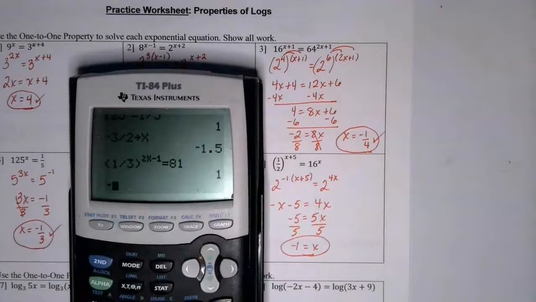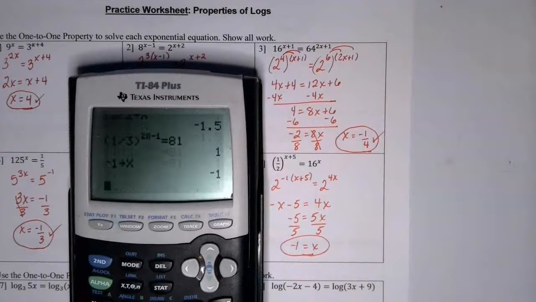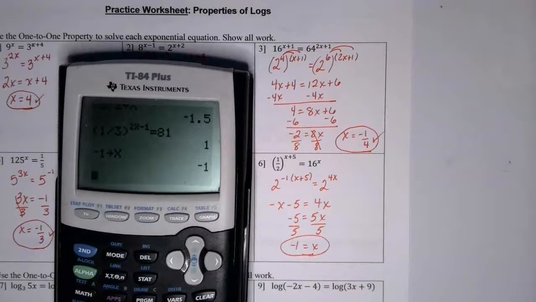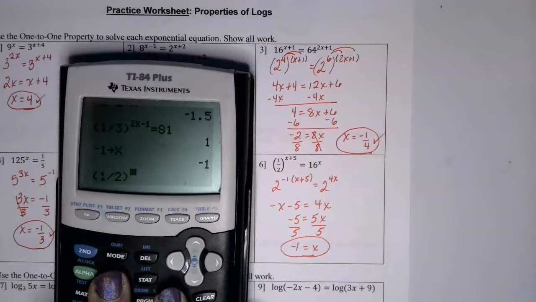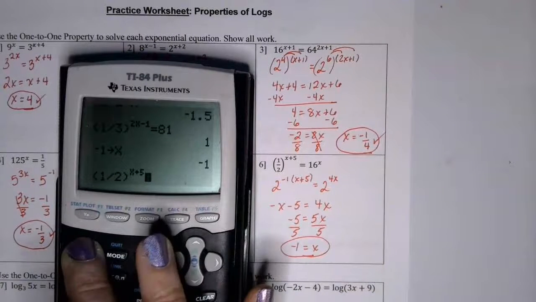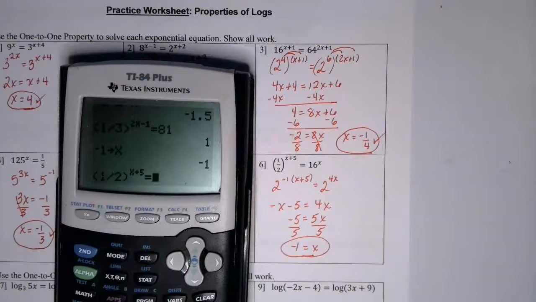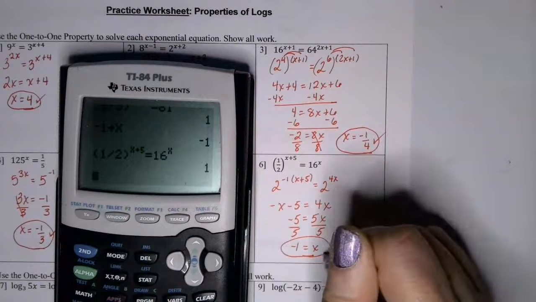So we'll store that in the calculator as x, and then check our answer. So 1/2 raised to the x plus 5 power is equal to 16 raised to the x, and that checks.